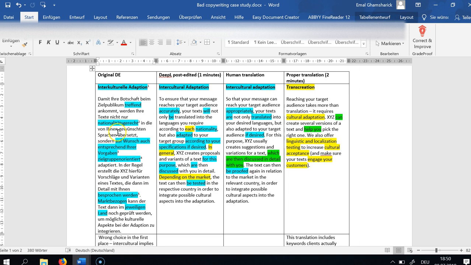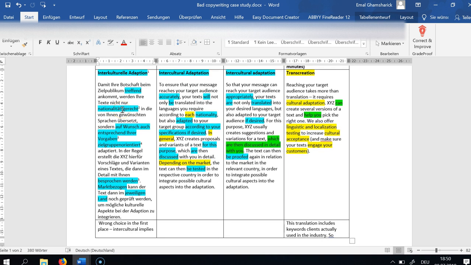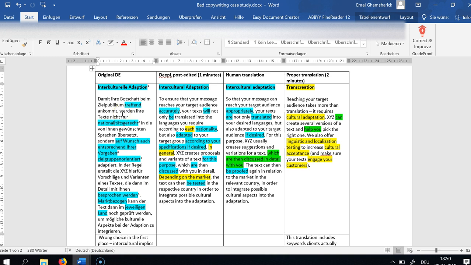Then this term here, nationalitätsgerecht: you cannot talk about nationality, even in political language, and of course not in copywriting. You can't say you're adapting something to a nationality. Nationalism in Germany is not positive language, which you would use in copywriting. Then you have this redundancy here, which is also repeated in all the other translations: Auf Wunsch auch entsprechend Ihrer Vorgaben, which literally means according to your specifications if desired.